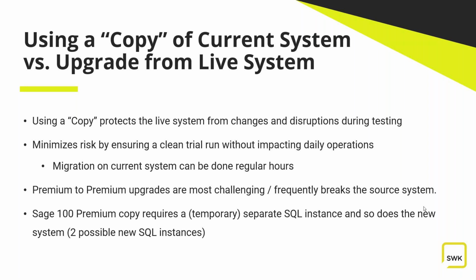There is no upgrade over the top like some software allows. I think FAS allows an over-the-top install, but Sage 100 does not. If you are going to do a Sage 100 Premium upgrade, you will definitely need one new SQL instance. If we are going to use a copy of the production system for the test and final migrations, then you will need a second SQL instance to house that temporary copy of the production system.